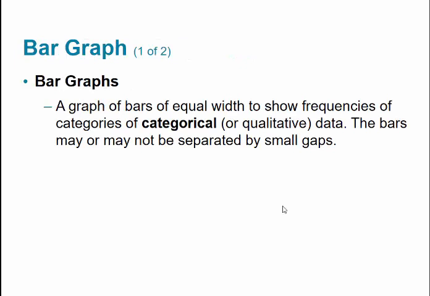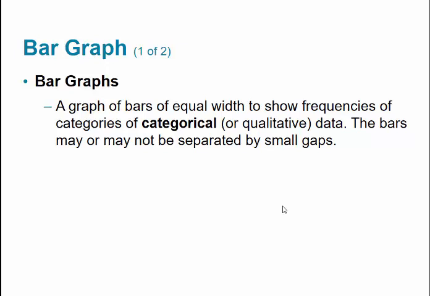The next one is a bar graph. So a graph of bars of equal width to show frequencies, categories, or qualitative data. And we mentioned this today in class. If we're talking about qualitative data, such as sex, male or female, we would represent that in bar graphs.